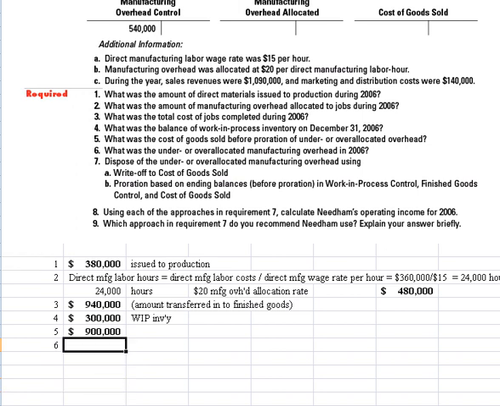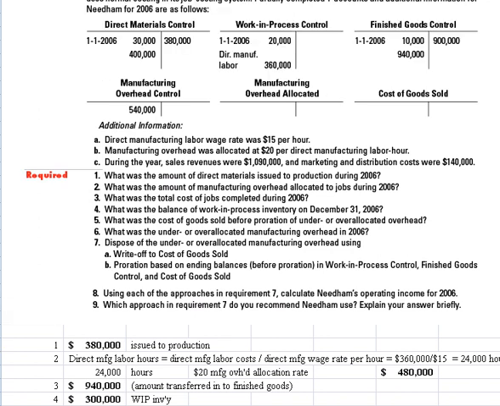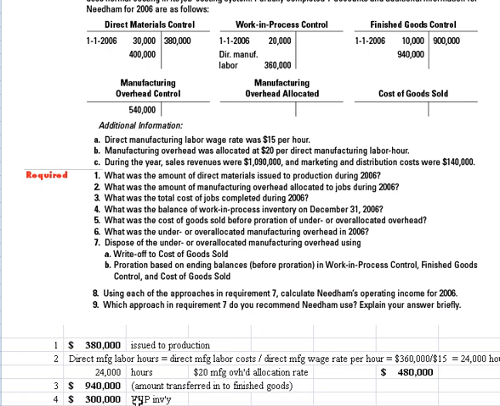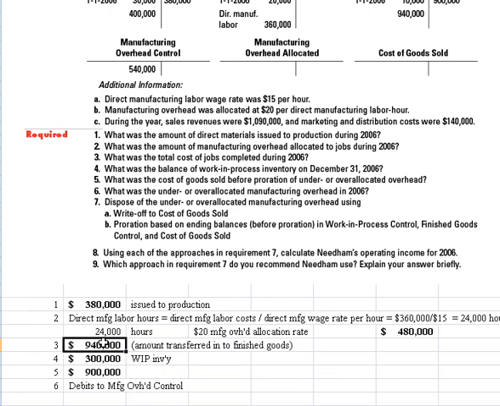Okay, I've slid and made a little bit of room. All right, well, what did we have? We had debits to our manufacturing overhead control account, equal to the 540,000, right? Slide back up here. Minus the 480,000. Now, let's go find out where that 540 came from.